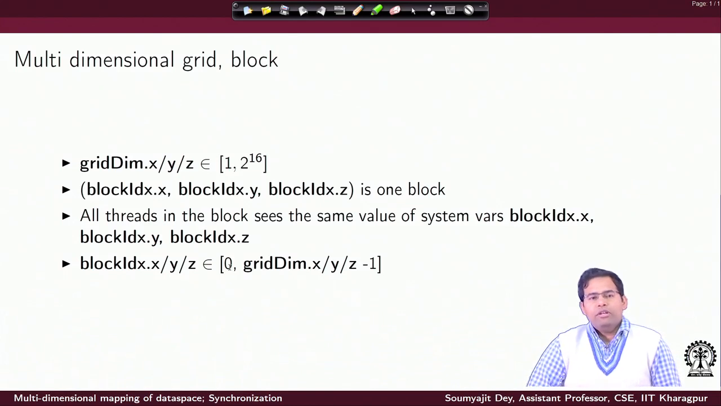Why? Because it is so obvious, because you are essentially defining a grid which is a 3D packing of blocks, and each grid dimension is ranging from 1 up to 2 to the power 16, right? So, every block ID, whether in the x direction or the y direction or the z direction, whichever way you go, has to be less than the grid's allowed dimension in that x, y or z axis, right.